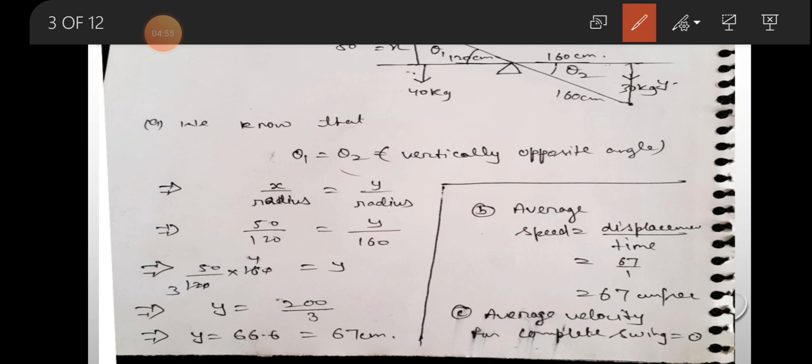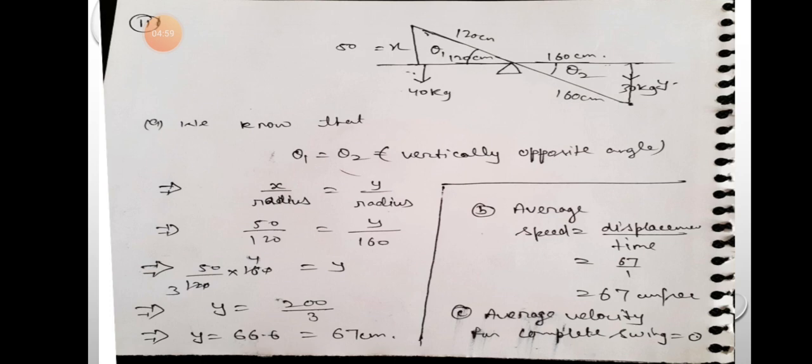Now in part B, we have to calculate the average speed of the smaller boy. So speed is equal to displacement upon time. Since displacement was calculated as 67, so 67 upon 1 is equal to 67 centimeter per second. Now we have to calculate average velocity in complete swing.